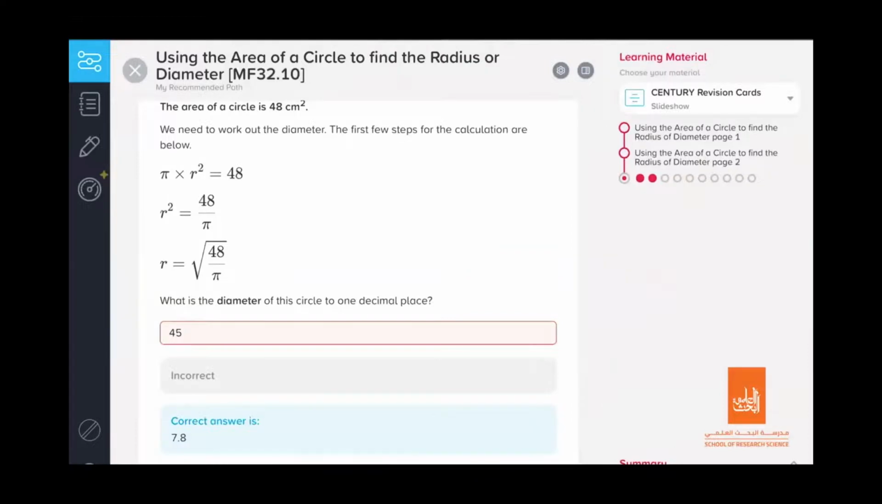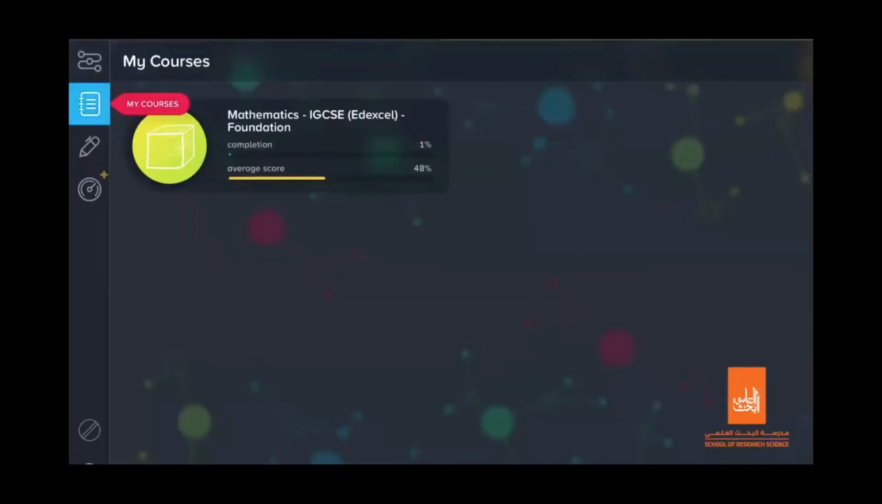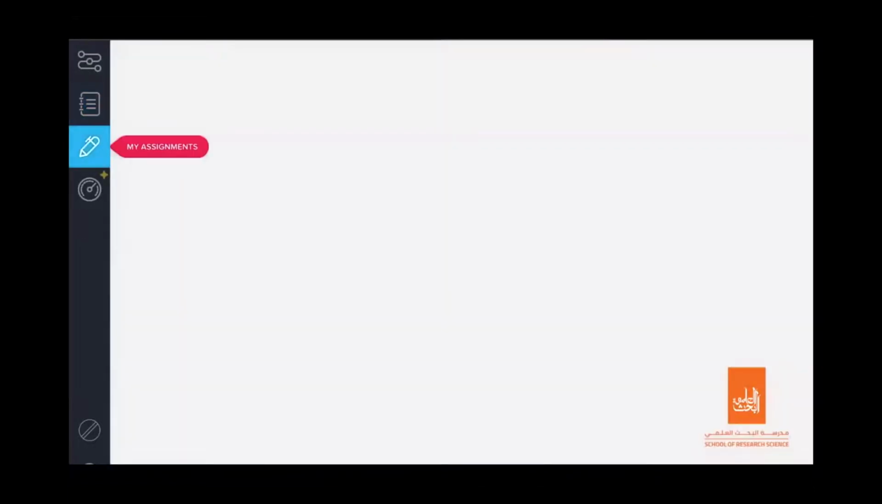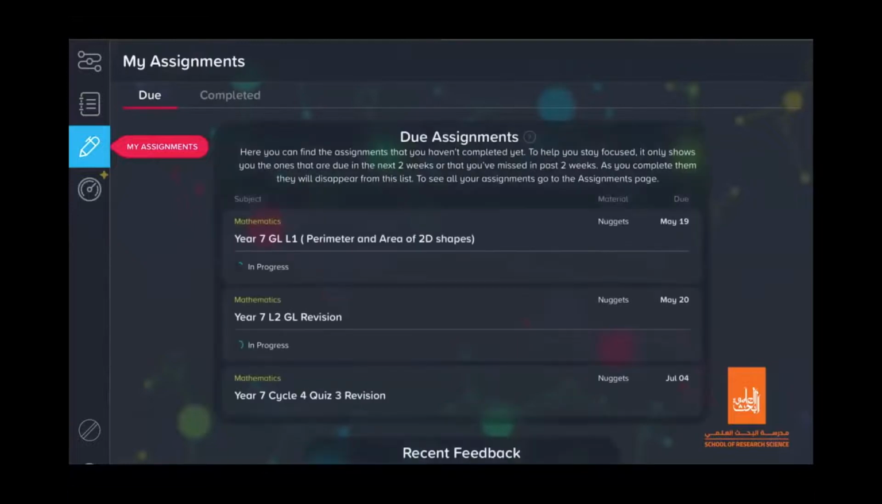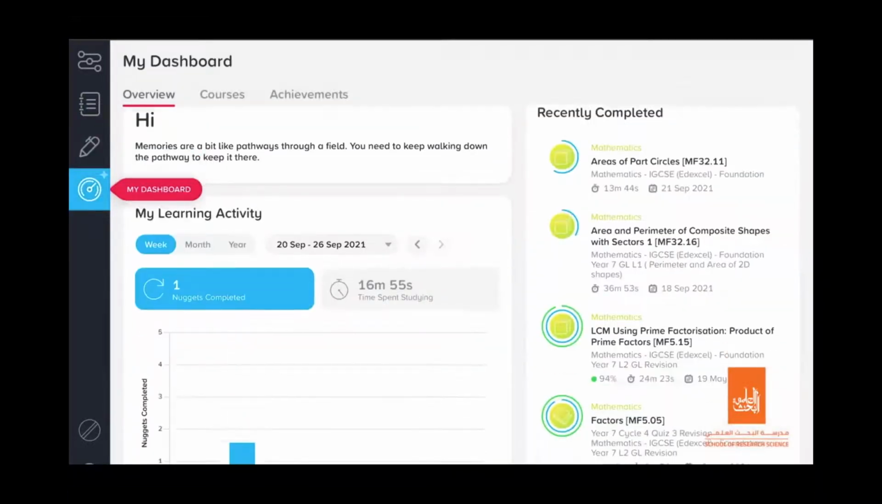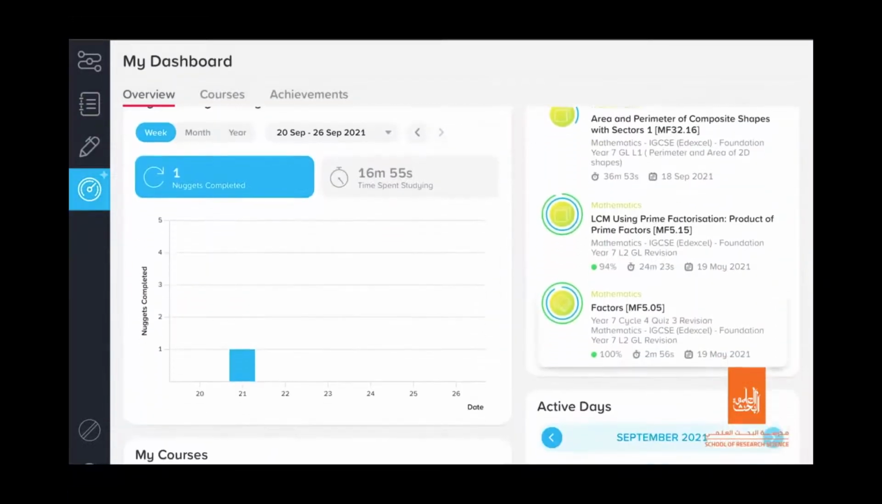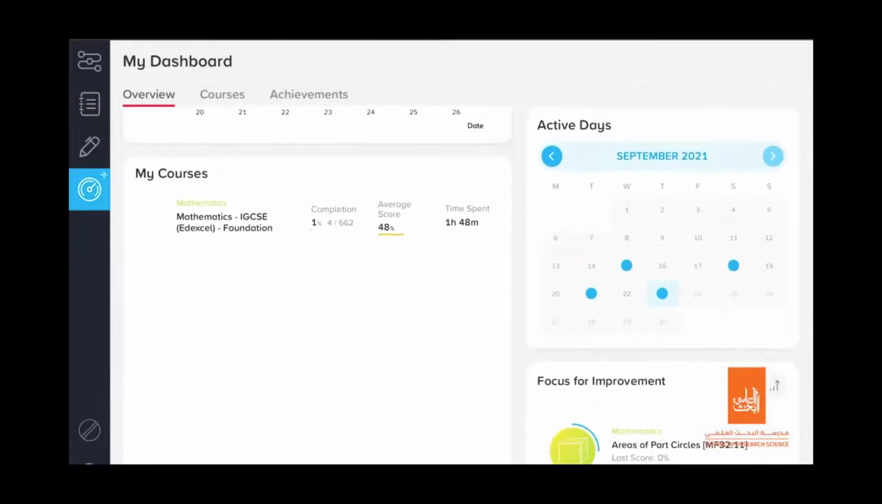Now, let's look at my courses. Here, you can see the courses Century has put for you. In my assignments, it shows me all the uncompleted nuggets my class teacher has assigned for me and the recent feedback. When I go to my dashboard, I can see my recently completed nuggets, the time I've spent studying, my active days, and my courses.